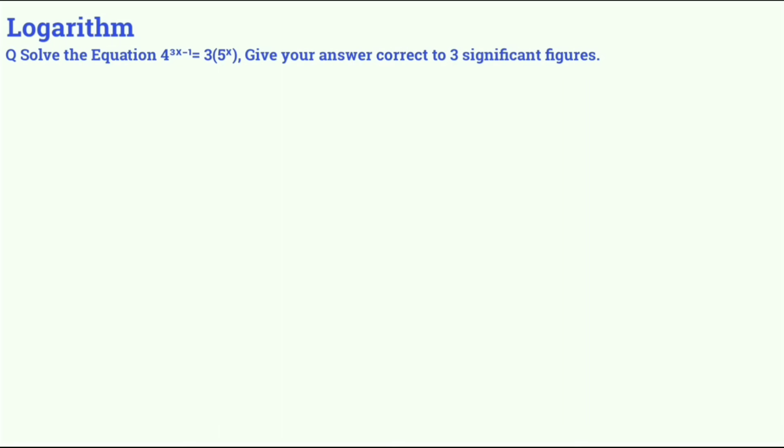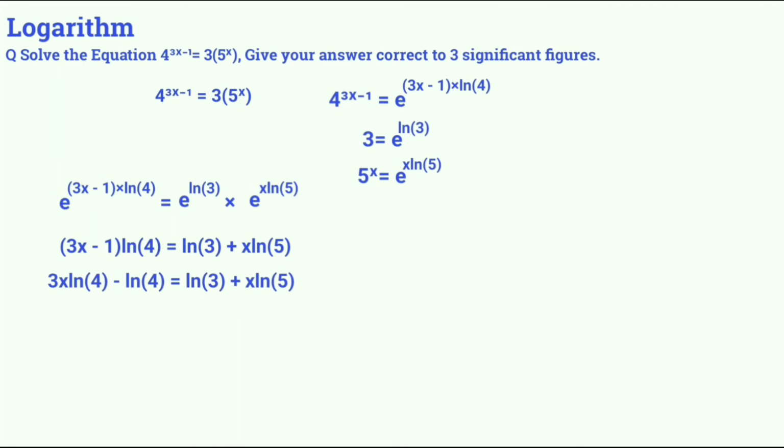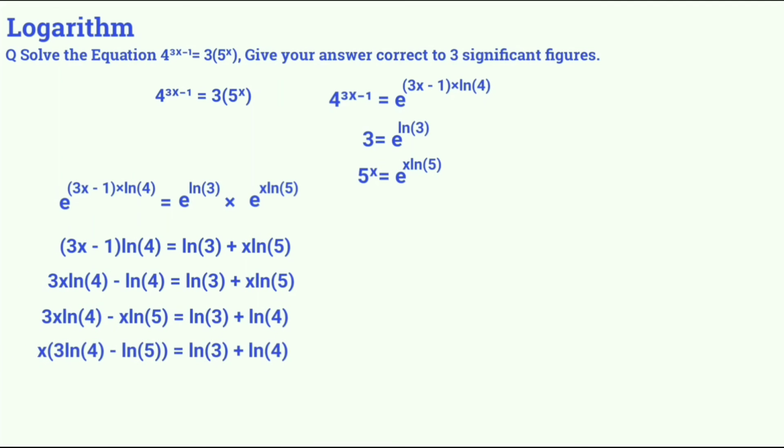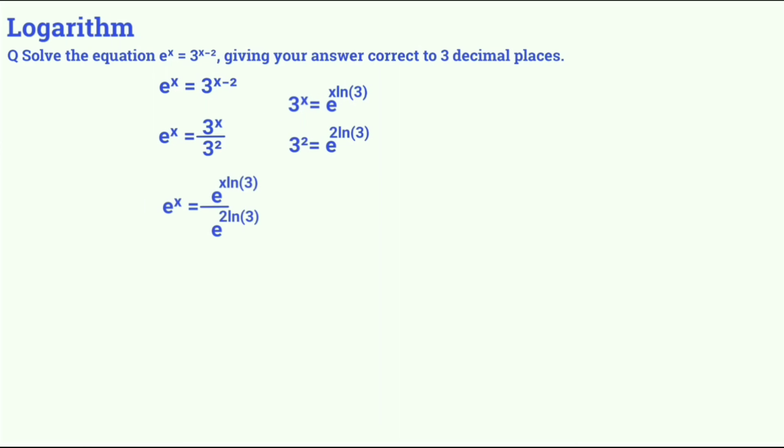Another question, solve the equation. This gives you the answer correct to 3 significant figures. Okay, break it down, convert it to this. Okay, got this one. So it's the same logic, same thing, and you get the answer. Question, solve the equation this, giving your answer correct to 3 decimal places. Let me solve this one, or maybe not, because it's so simple. Same formula, same thing.